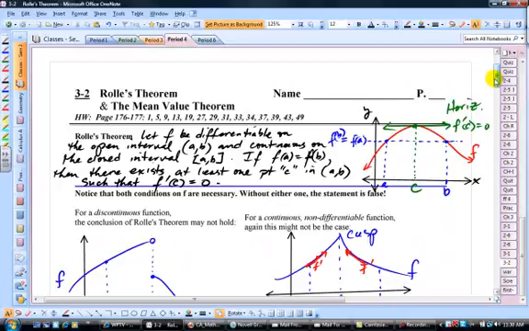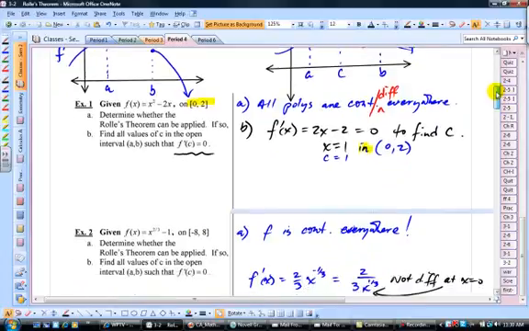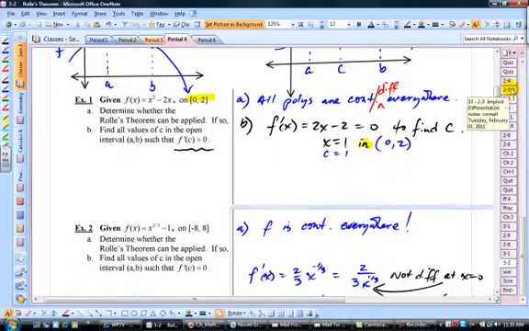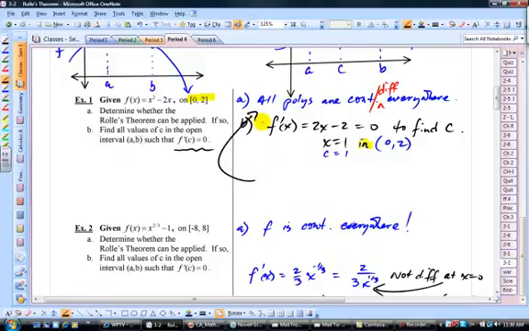We talked about being differentiable on the open and continuous on the closed, but what else do we have to check? We have to check if f of a must be... Okay, and I didn't do that, did I? Yeah, I just missed it here. So go back to example 1. We've got to check that. It's part of the check in part A.